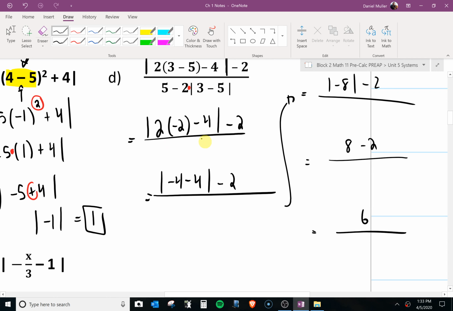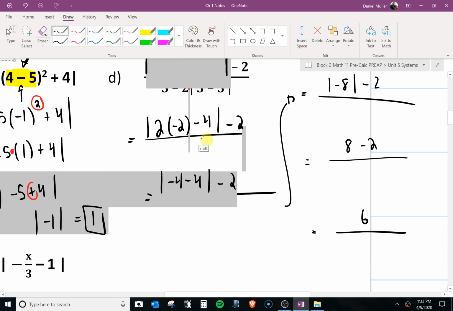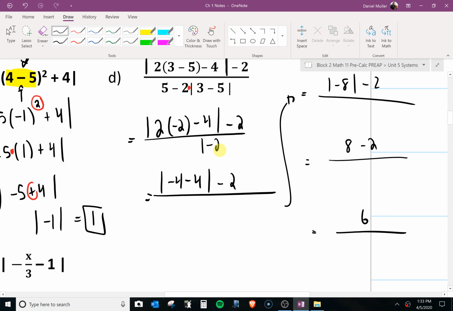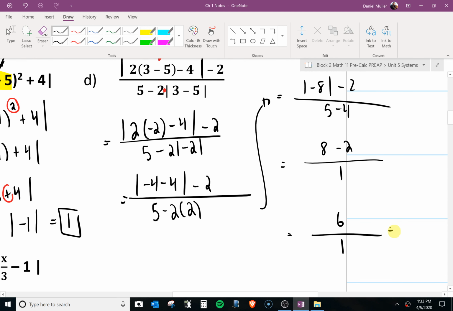So we've got inside the absolute values, negative 2. And then there's a 5 minus 2 out in front. Now we have 5 minus 2. The absolute value of negative 2 is just 2. So we have 5 minus 4. 5 minus 4 is going to be a 1. And so this is 6 over 1, which is just 6.